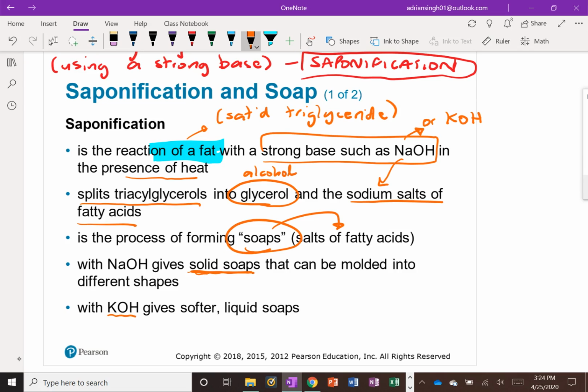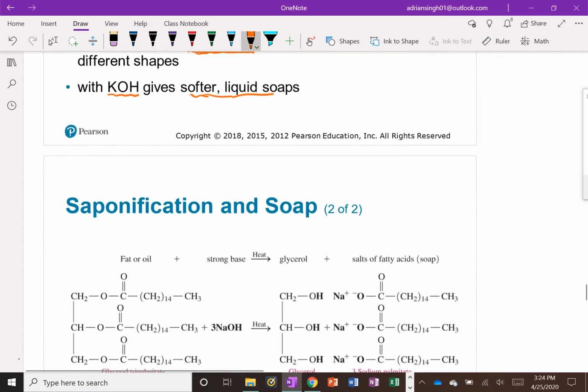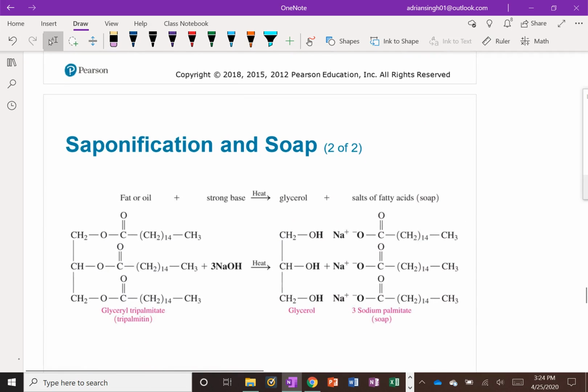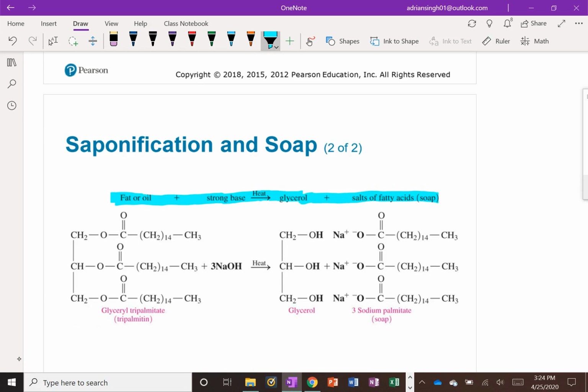If we use potassium hydroxide, then we get softer, more liquidy types of soaps, right? So depending on the type of base that you use, the type of soap that you produce is going to be slightly different. So let's take a look here at our general reaction. Our fat or an oil can be reacted with a strong base in the presence of heat. We end up making the alcohol and then the salt of the carboxylic acid.